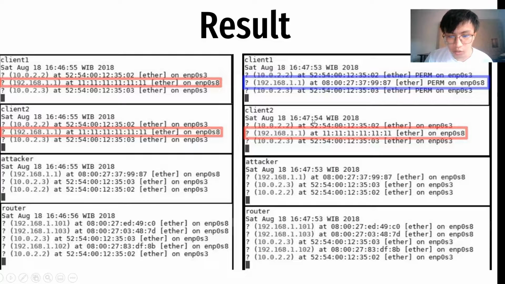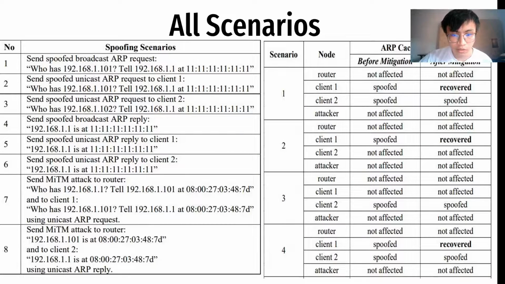In the other scenarios, you can see from this result that for the first one, we send a spoofed broadcast ARP request. So 2 clients will be affected. After the mitigation, you can see that client 1 is recovered. For the second scenario, it sends only a unicast to client 1. So client 1 is affected, then recovers. The next one is to client 2. Client 2 is affected but does not have the program, so it does not recover.